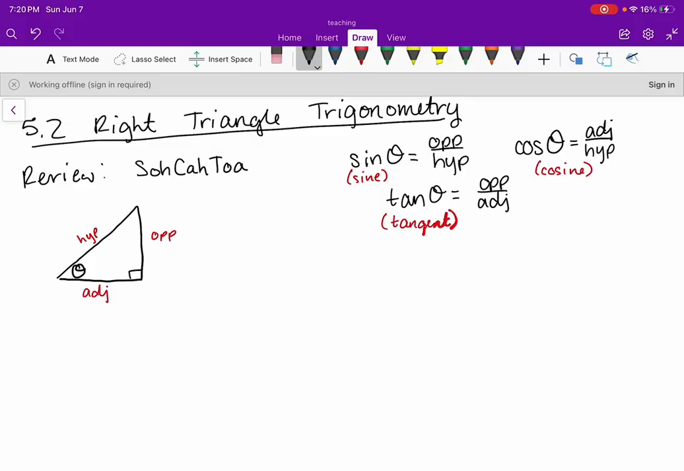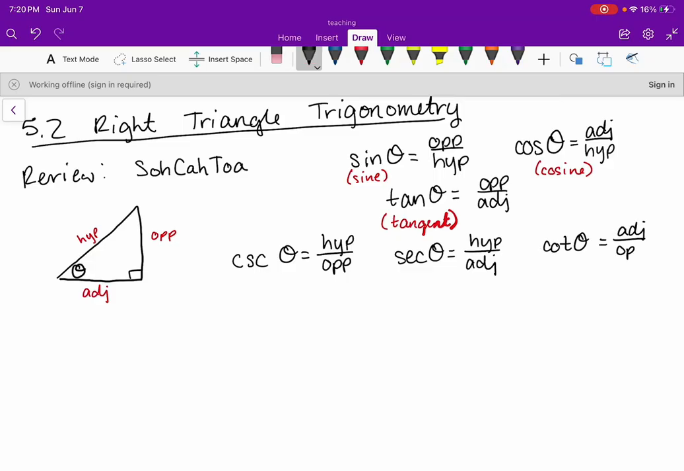Now we also have what we call the reciprocal functions, which are cosecant, and cosecant is the opposite of sine. So cosecant is the hypotenuse side divided by the opposite side. We have secant, which is the hypotenuse divided by the adjacent side, so that's the opposite of cosine. And we have cotangent, which is the adjacent side over the opposite side.